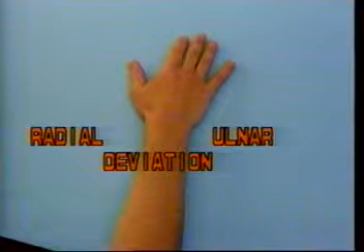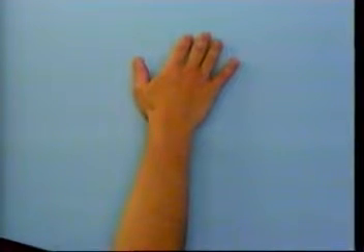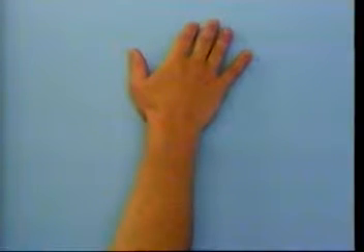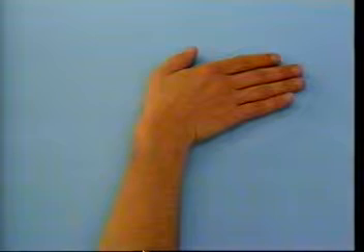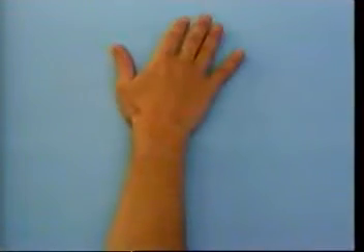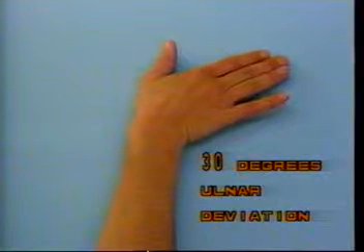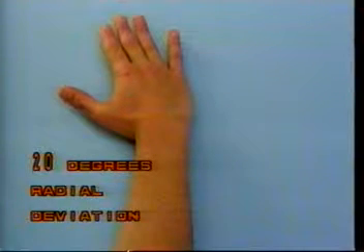Radial ulnar deviation. With the patient's hand and forearm supported on the table, place the hand and wrist in the neutral position and instruct the patient to rotate the hand towards the ulnar side and then towards the radial side. Ulnar deviation of approximately 30 degrees is somewhat greater than radial deviation of approximately 20 degrees.